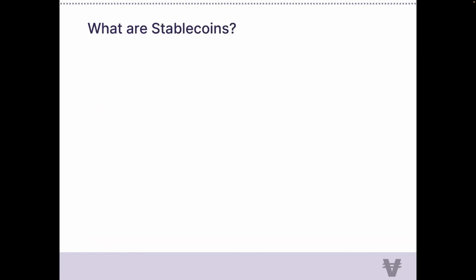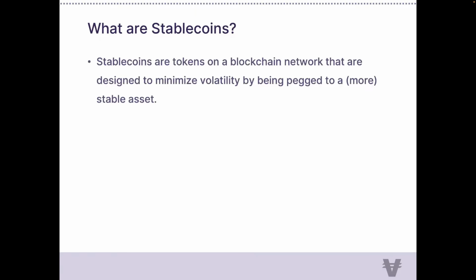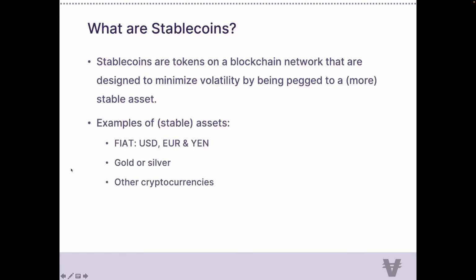So, what are stablecoins? Stablecoins are tokens that are designed to minimize volatility by being pegged to a stable asset. Some examples of these stable assets are fiat currencies, like the US dollar, the euro, or the yen. They can also be gold or silver, or other cryptocurrencies.